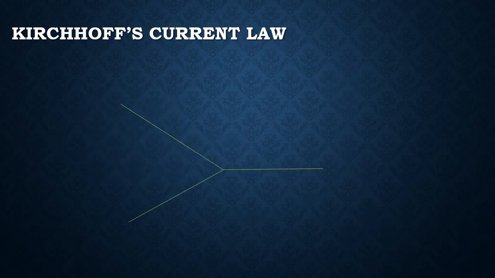Kirchhoff's current law is one of the three major rules that is used to analyze circuits. Let's see how it works. Here we have three wires connected together. The junction is called a node. Let's say we have current I1 flowing in one branch towards the node, and that we have I2 flowing in another branch towards the node, and that we have I3 in the third branch flowing away from the node.